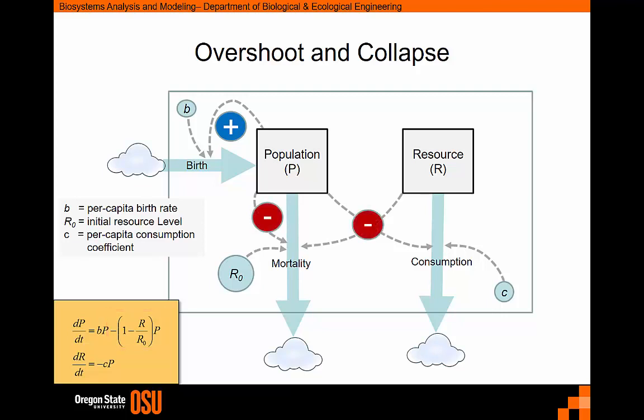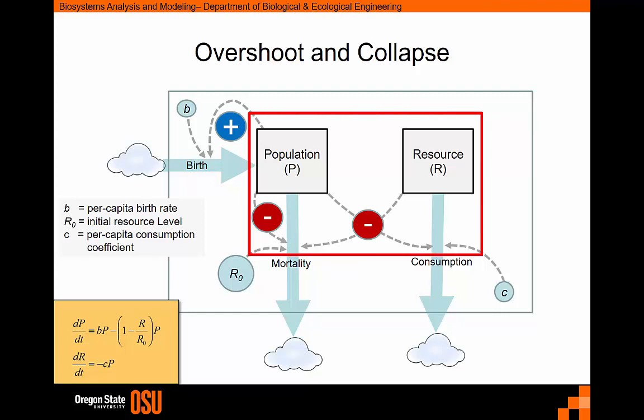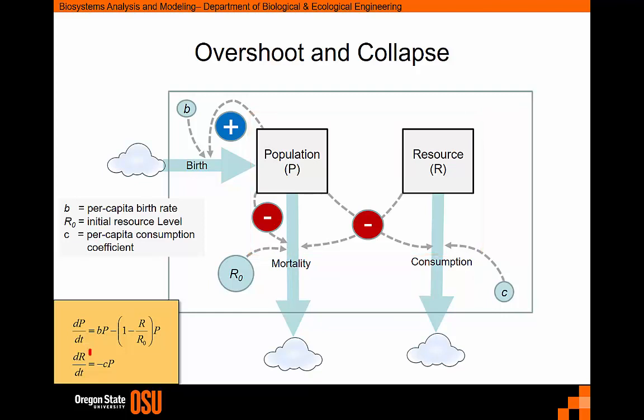Finally, there is a more complex feedback loop related to resource consumption. This is a negative feedback loop where the resource influences population size via mortality, which in turn influences resource levels via consumption. The negative consumption term in the resource rate equation is another indication that it is a negative feedback. What type of dynamic behavior would you expect from this system?